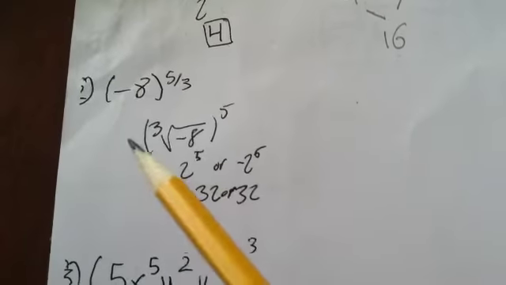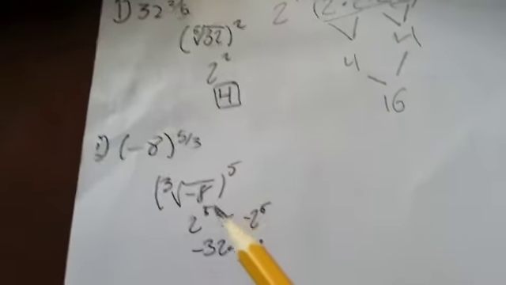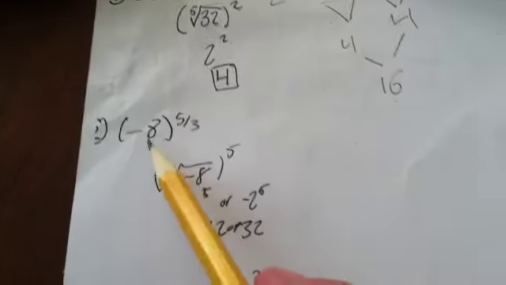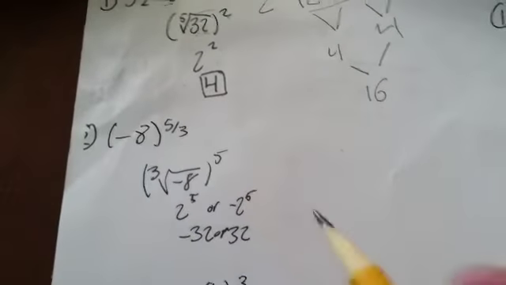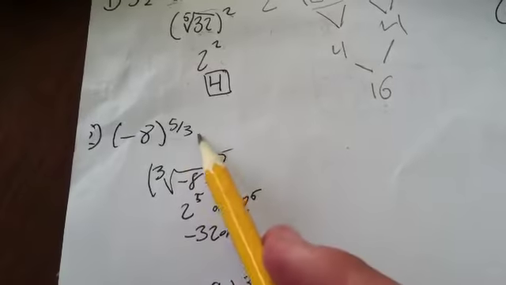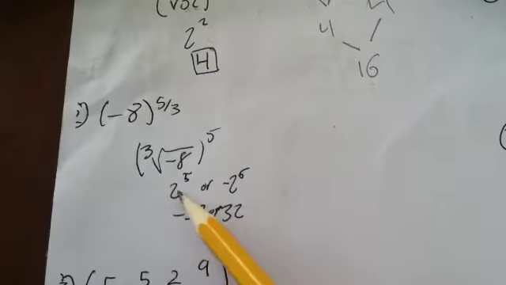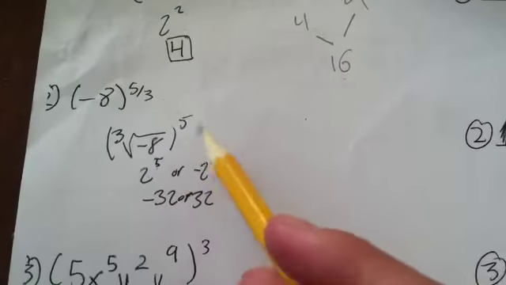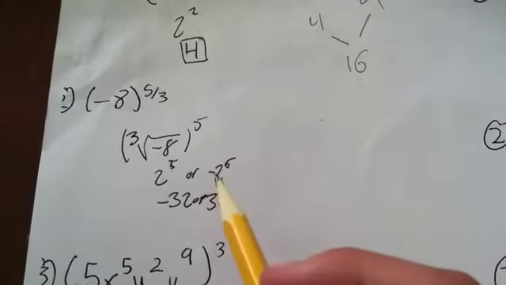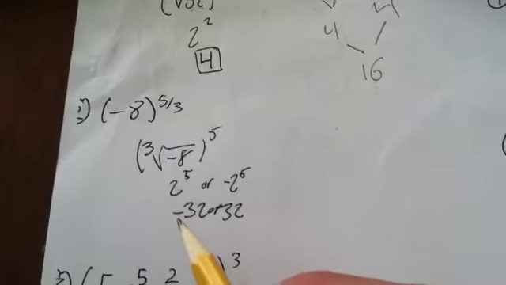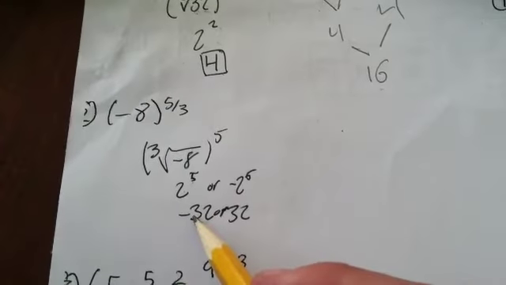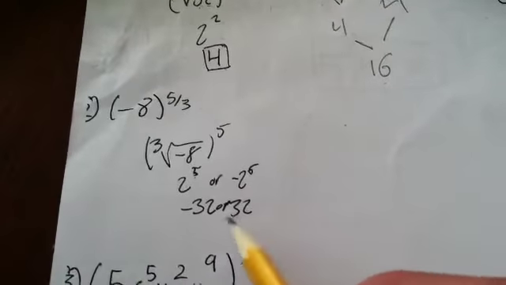Now, for this one, it's almost going to be the same thing, but you know it's going to be a negative. Therefore, we might have 2 answers. Do the same thing, you put 5 on the inside with the radical, then you have the 5 on the outside. We came up with 2 to the 5th, or negative 2 to the 5th. Therefore, I got negative 32 or positive 32.